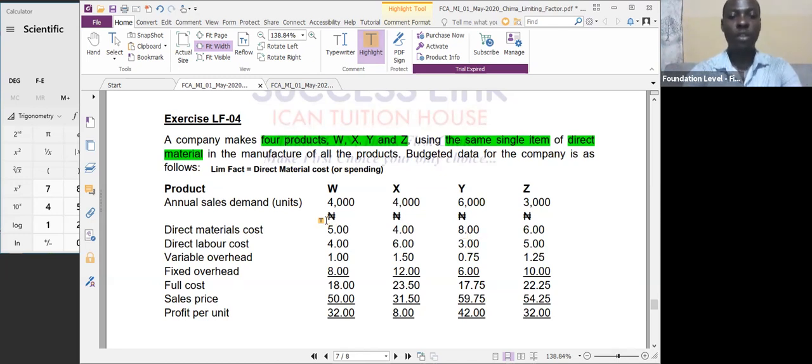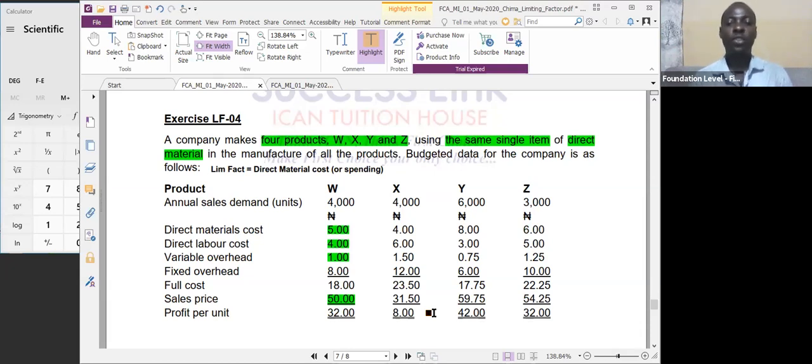Your contribution is going to be your sales price, which is given to you here, less your variable cost. And look at your variable cost. Direct material cost per unit 5 naira, direct labor cost 4 naira, variable overhead 1 naira. When you add all of this together, 5 plus 4 plus 1 will give you 10 naira. That means your variable cost is 10 naira. You less it from 50 naira, your contribution per unit is 40 naira. So you work out your contribution per unit first. So for W, you have done it as 40 naira. You can do that for X, Y, and Z. Follow the same pattern. That's the first step.